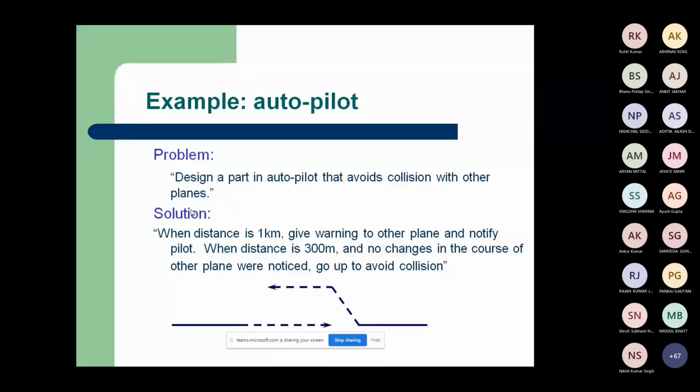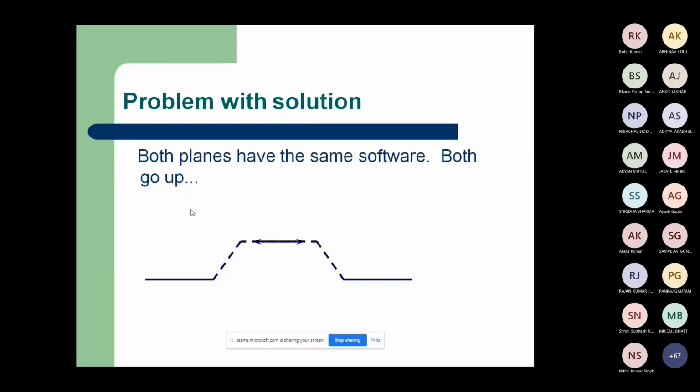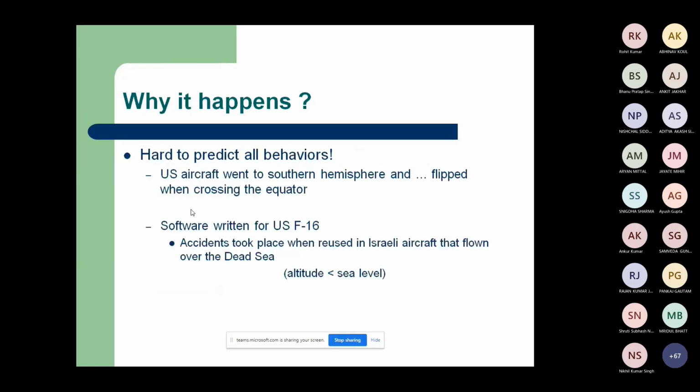problem with this solution is pretty simple. You all might have guessed, if the same software is there in both the planes, then what will happen? Both the planes are going to go up, and eventually both of them are going to crash. Okay, so it's a very obvious logic. But when we deal with software, we will see there have been certain errors which happened, or certain behaviors which took place, which could have been avoided had the people used formal methods or mathematical techniques to prove the system correct.